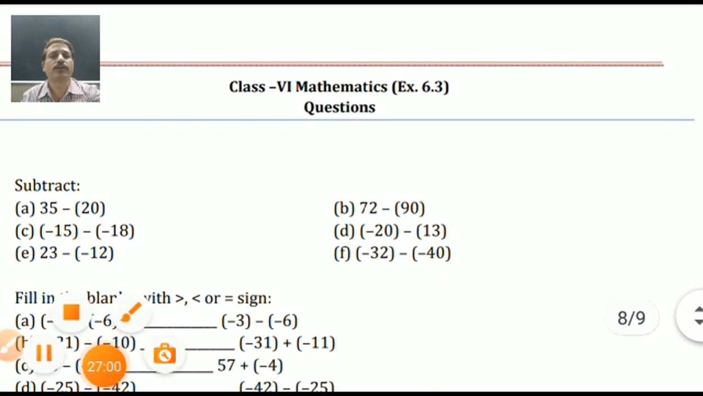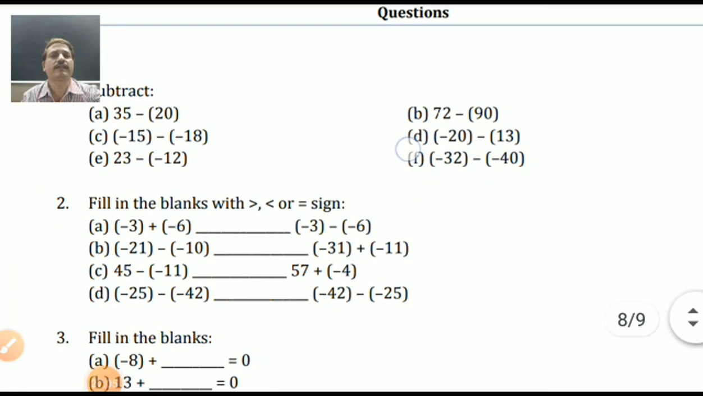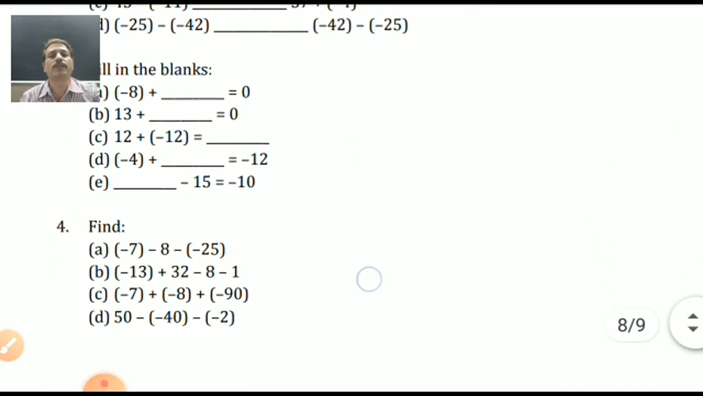Look here. Exercise 6.3. Very easy one. We will move very fast. Subtraction, do it like addition, son. Fill in the blanks. Less than, greater than, or equal to sign. Good, very good, beta. Fill in the blanks. Your favorite one. Find the answers.